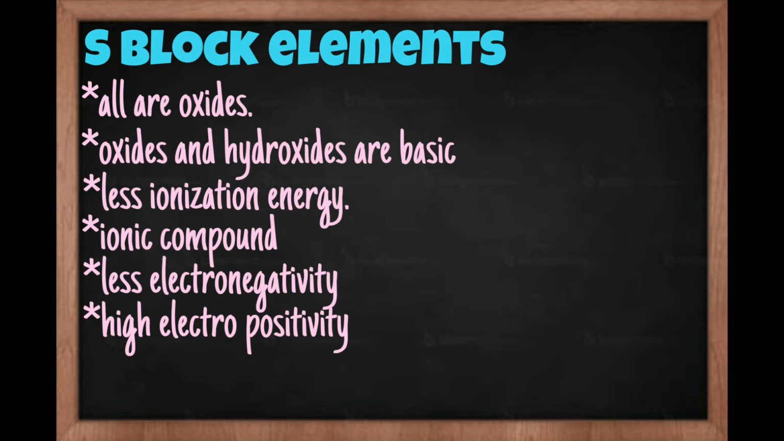Ionization energy is low. Then they form ionic compounds. We learned ionic compounds in 9th class, and these are ionic compounds. And the electronegativity is also low, and electropositivity is high. There are only 6 properties. For the exam, they may ask 2 or 3 properties. So just remember all these 6 and learn a maximum of 3 properties thoroughly. So: oxides and hydroxides are basic in nature, low ionization energy, they form ionic compounds, low electronegativity and high electropositivity.